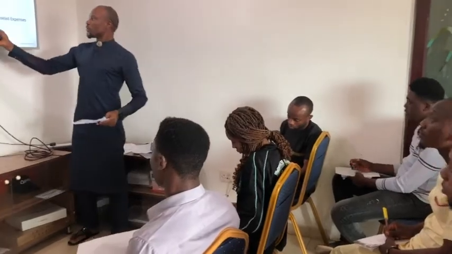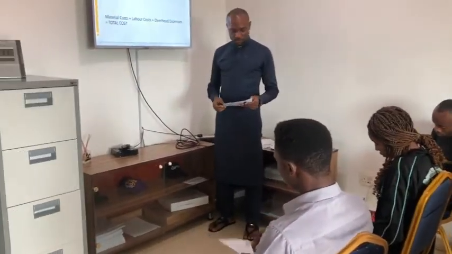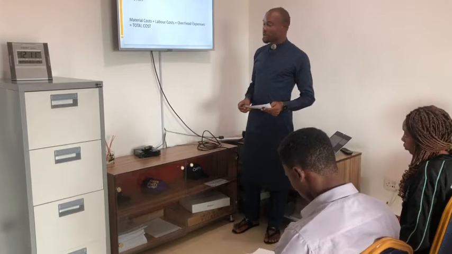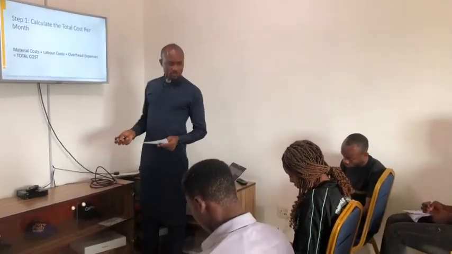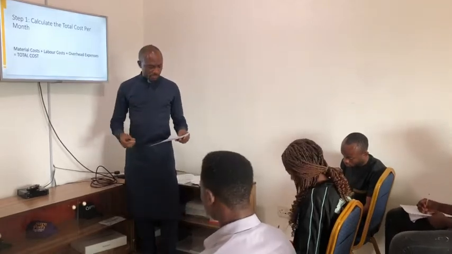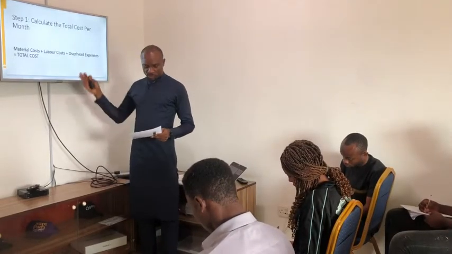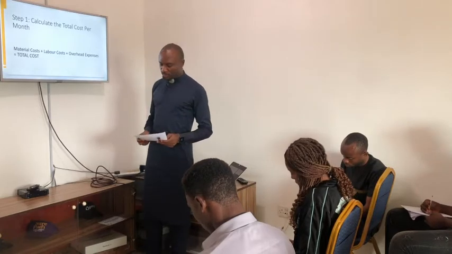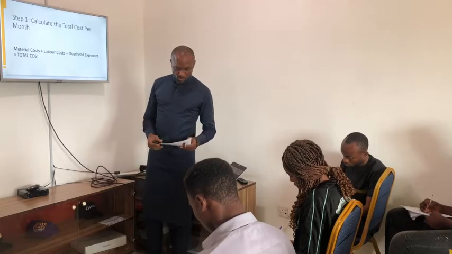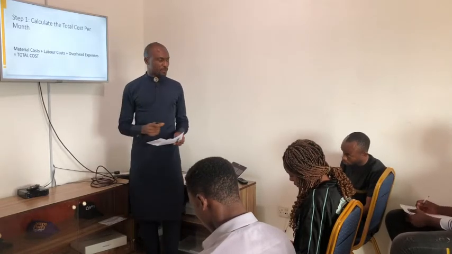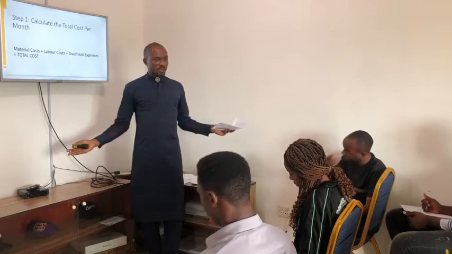Now, let me give you some figures so that you will understand. Let's assume that your total, can somebody put it down, please? Your total material cost is 5,000 naira. Total labor cost, 2,000 naira. Total overhead expenses, 1,500 naira. So what is going to be your total cost for the month? 8,500. As simple as ABC.